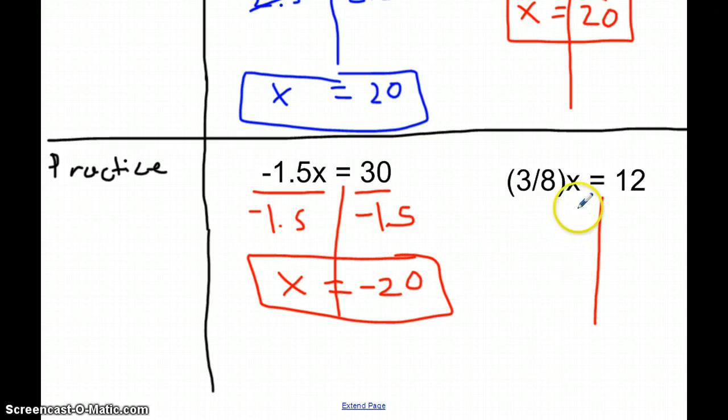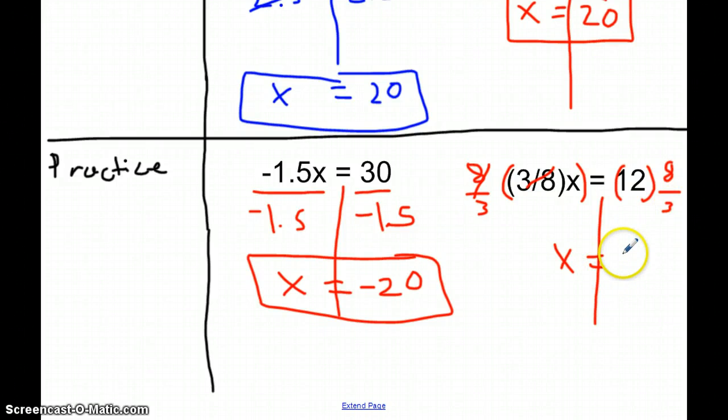Just like that. And on this side, what we would do is on both sides we would multiply by 8/3, because that's the reciprocal of 3/8. We're just flipping that fraction. Those are going to cancel on this side, and on this side we're also going to be multiplying it by 8/3. So x equals 12 times 8, and then divide it by 3. And when you plug that into your calculator, you should get 32. 32 should be your answer for that one as well. Okay, so that practice is done.